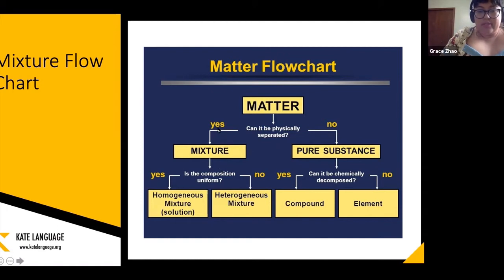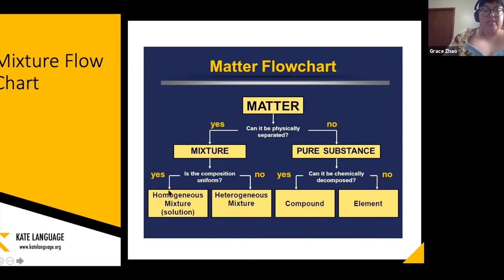Going back here to the flow chart: yes, it is a mixture. Is the composition uniform? I'm pretty sure you guys know that water and oil will never mix together. Whenever we mix them together, oil's kind of like, get away from me. So it separates at the top. That is actually a heterogeneous mixture because it doesn't want to mix at all with water. It's just going to sit at the top. So for heterogeneous, think oil and water. They don't like to mix.